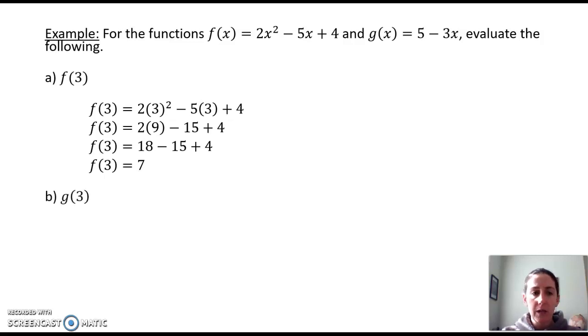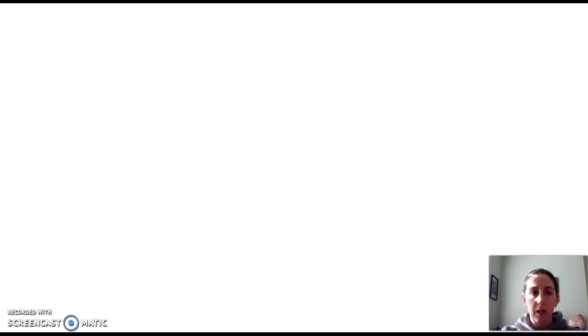G evaluated at 3, this g means I'm going to use the g function here. This 3 means my input for all x's is going to be 3. So it'll be 5 minus 3 times 3. 3 times 3 is 9. 5 minus 9 is negative 4.